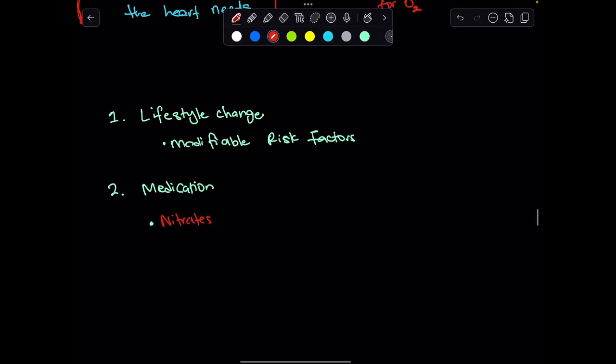So the first thing that you need to do is lifestyle change. First thing, lifestyle change. And what are the lifestyle changes you can make? Modifiable risk factors. So you're going to change the modifiable risk factors. Just go back and look at them. And you can see, smoking, quit smoking, exercise, eat healthy meals with less fat. Remember, fat causes cholesterol, right? Bad cholesterol, which is lazy Lucy.